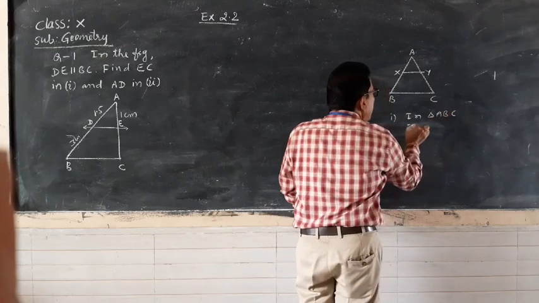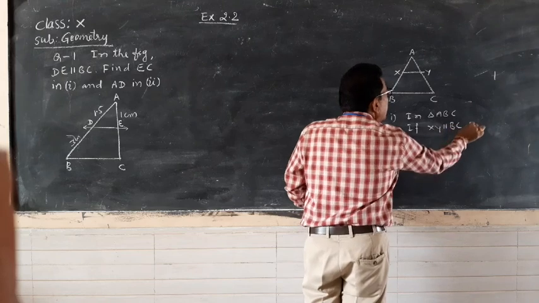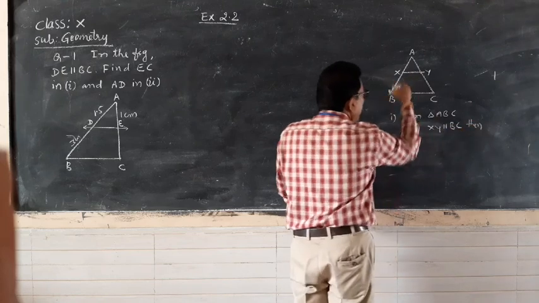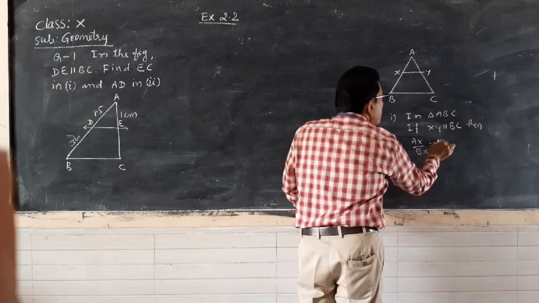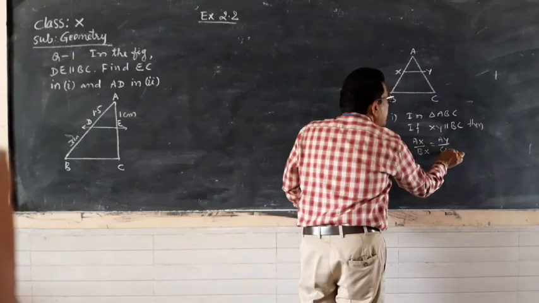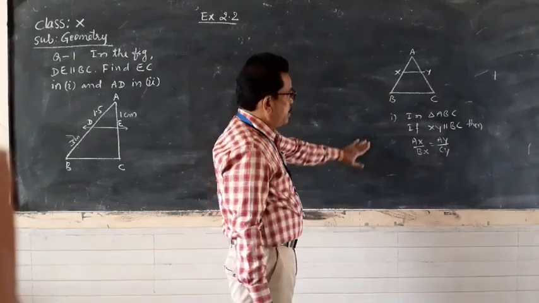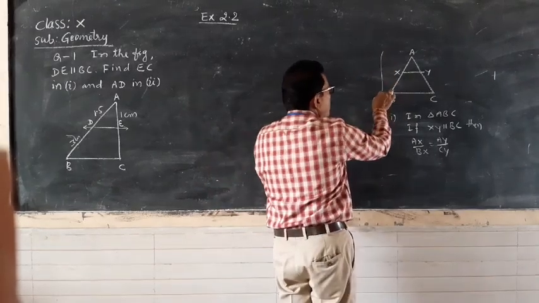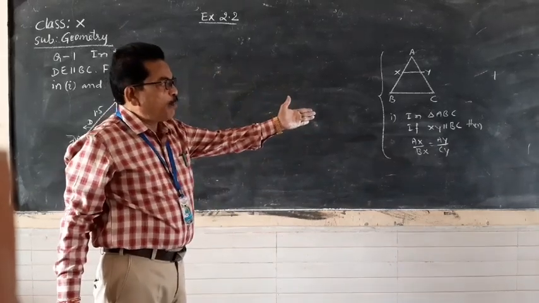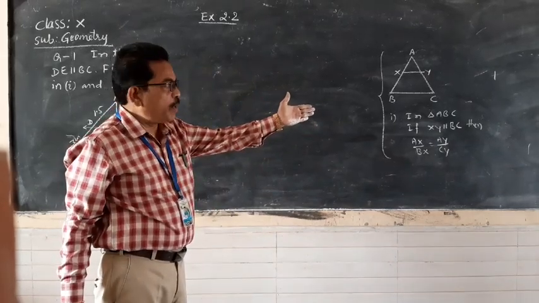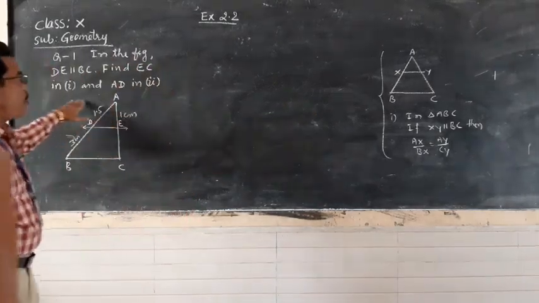In triangle ABC, if XY is parallel to BC, then AX by BX equals AY by CY. Okay, this is the result, the basic proportionality theorem. Now let us use this theorem, the basic proportionality theorem, in solving the problems.